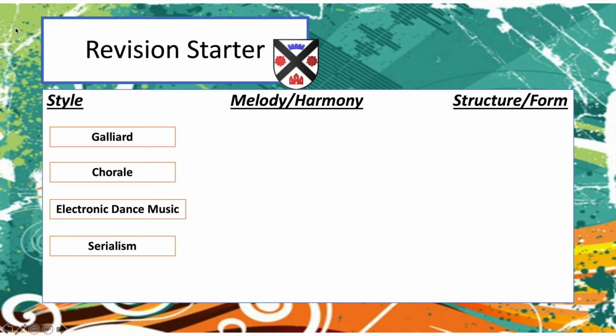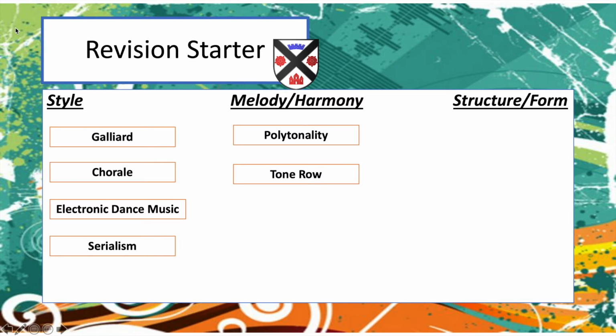Moving on to melody and harmony, we've got polytonality. It also could be called bitonality if it was just two different tonalities. So that's when we have two different keys playing at the same time. So for example, if you're playing the piano and your right hand was in G major and your left hand was in C major, for example.